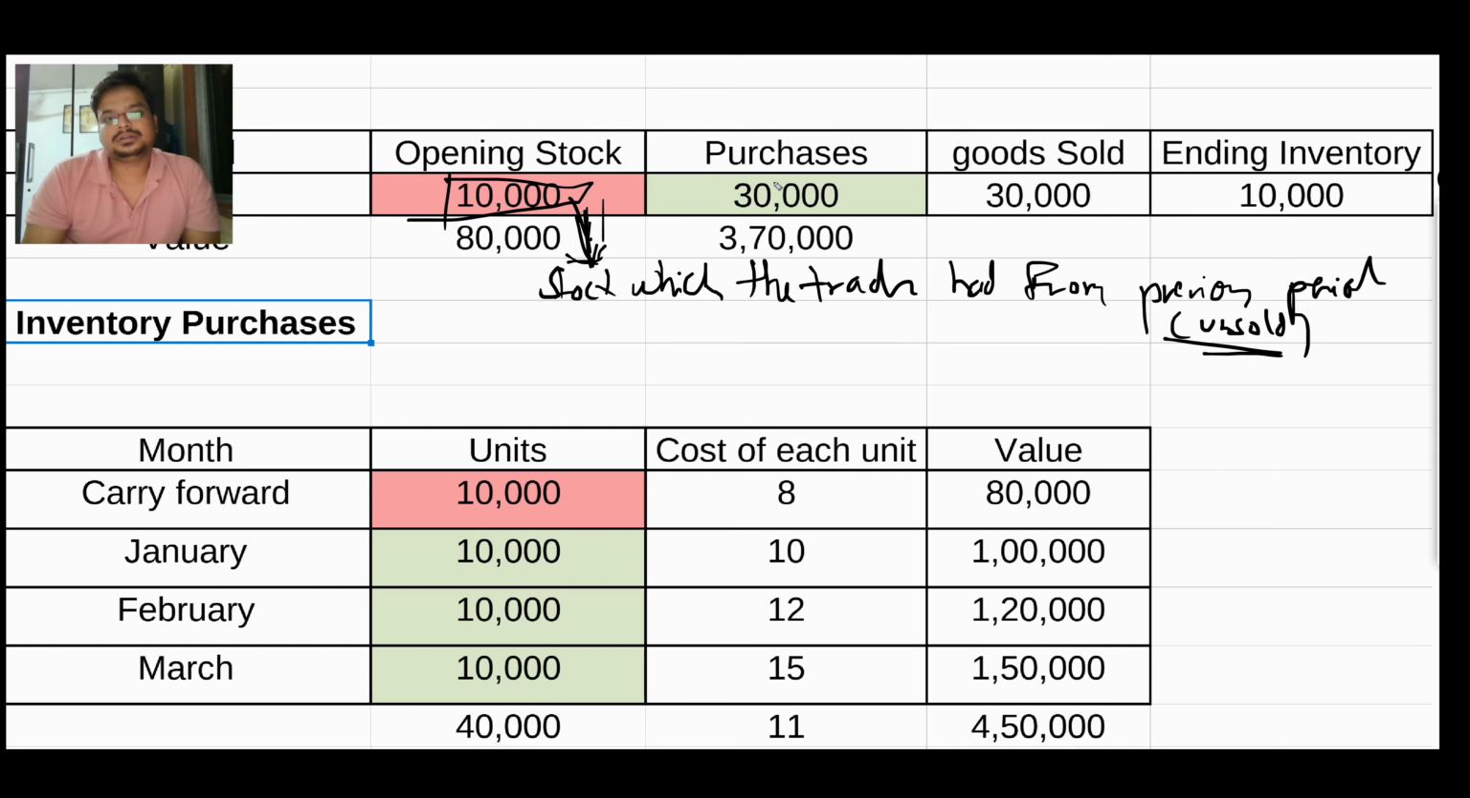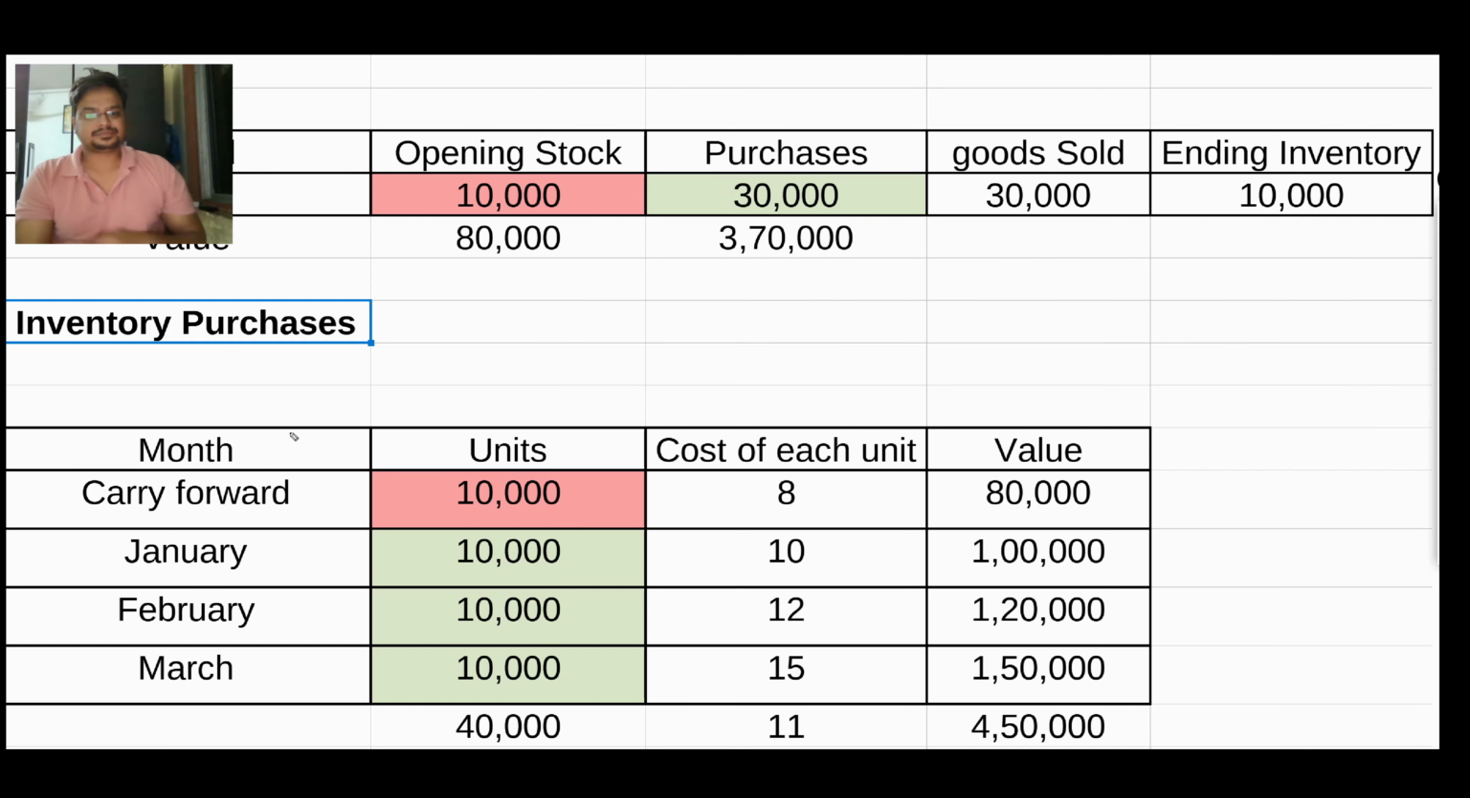And let's suppose that he purchased 30,000 units more, then he sold 30,000 units. Okay, this went out, this came in, and then in the end he was left with 10,000 units to be carried forward to the next period.